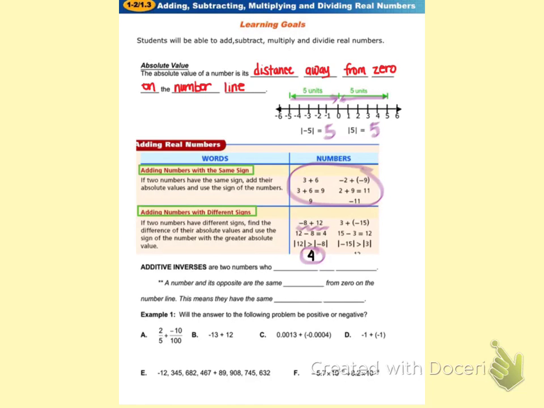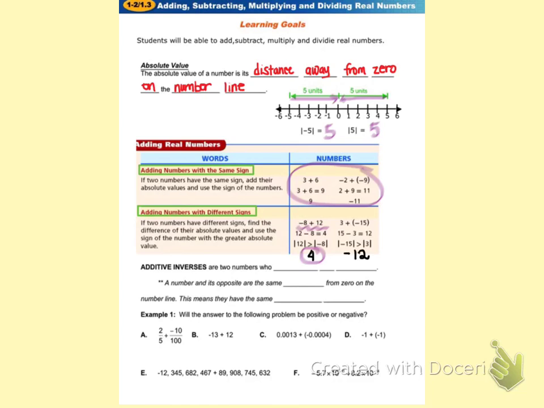So 3 plus -15. The absolute value of 3 is 3, of course. The absolute value of -15 is 15. And then we find the difference between those, that's 12. And since the absolute value of the original number was greater for the -15, that means that the final answer will have to be negative because the 15 was negative to begin with. So that final answer would be -12.